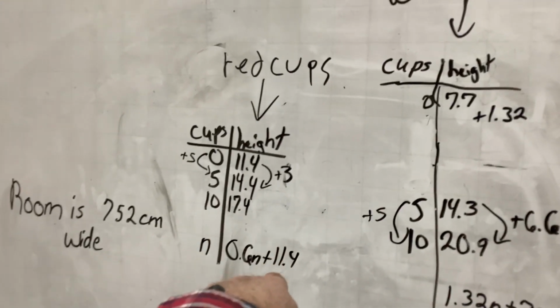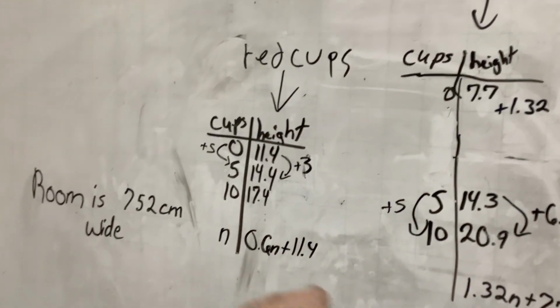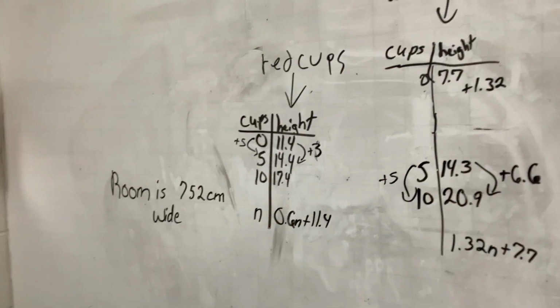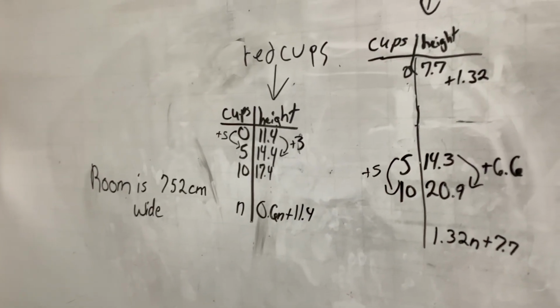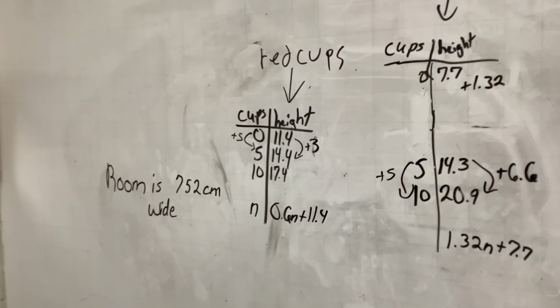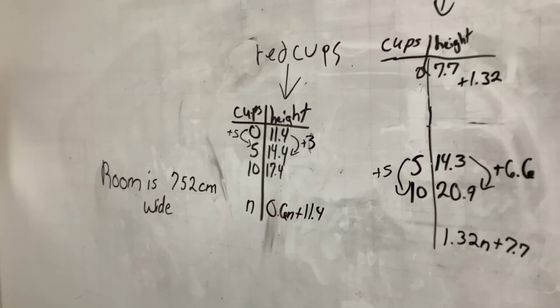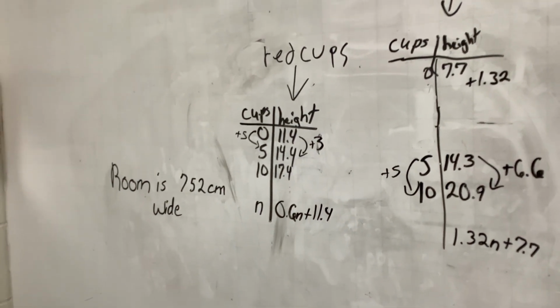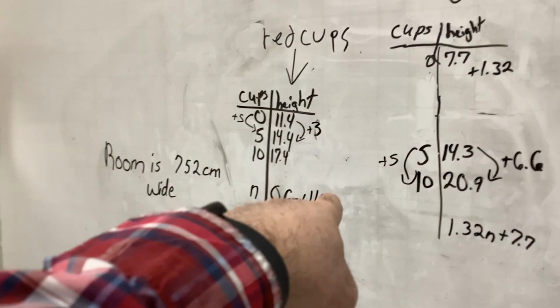On your table, you have 0.6n plus 11.4 right here. 12.1. What does that represent? What does that give you? What is that rule for? Look at the total for the red cups. Total what? Not cups. No, the total amount stacked. It's the centimeters. It's the height. Look at the column that it's in.